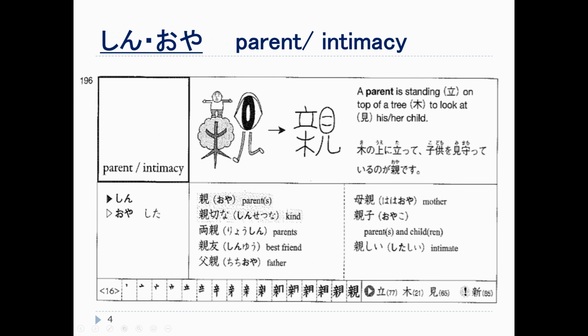Our next kanji is also part of kazoku. This is the oya from oya that we learned before. It's also the shin in ryoshin. Unfortunately, we haven't used the ryo in ryoshin yet, but this is the shin. It'll also be the shin in shinsetsu na. So this kanji means both your parents, and also someone who is very close to you, like emotionally. So we start out with this part.